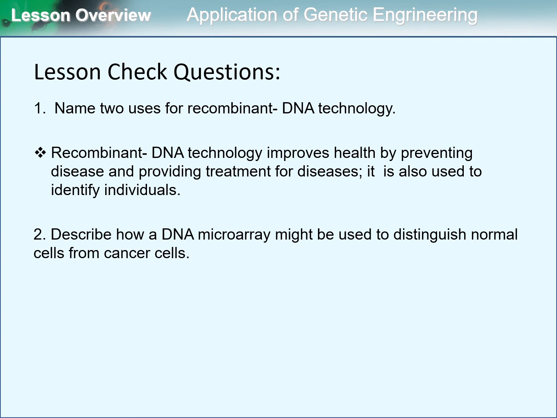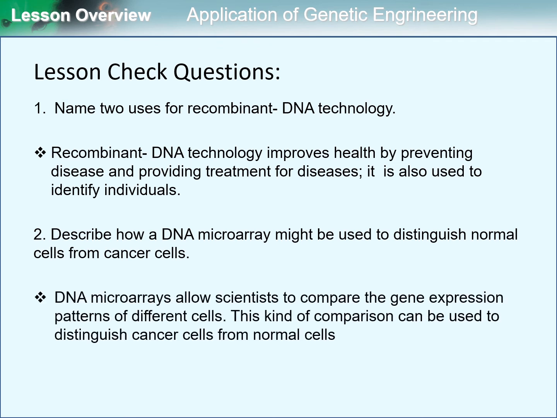The correct answer is DNA microarrays allow scientists to compare the gene expression patterns of different cells. This kind of comparison can be used to distinguish cancer cells from normal cells. Great job!